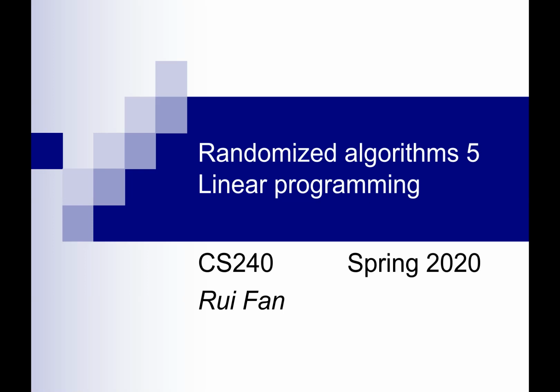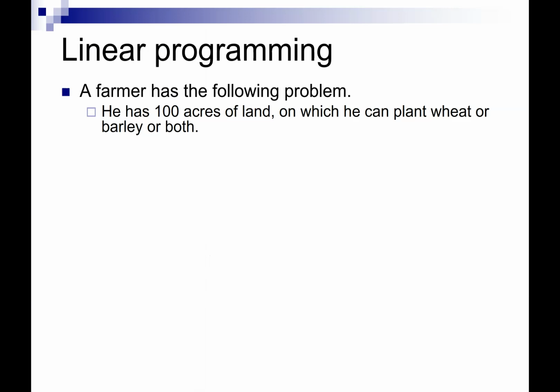Welcome back. So today we're going to look at one last randomized algorithm. And this algorithm is used to solve linear programming. Linear programming is a very important problem in computer science, in mathematics, and operations research, and it's used in many fields. First of all, I'm going to introduce the problem to you, and then we'll talk about a randomized algorithm to solve linear programming problems.